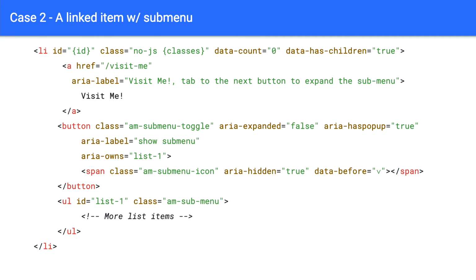That button then has a bunch of other ARIA attributes, right? So ARIA expanded, ARIA has pop-up. So it has a pop-up menu. So the button now says to the screen reader, oh, not only am I a button, but there's something else here that's going to happen, right, when you click on this thing. How do I know? ARIA owns list 1. And then my submenu has an ID of list 1.